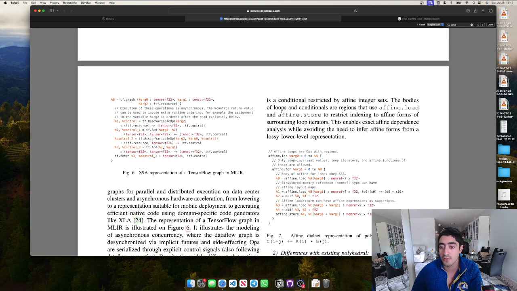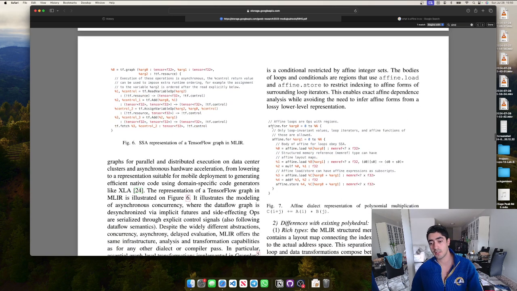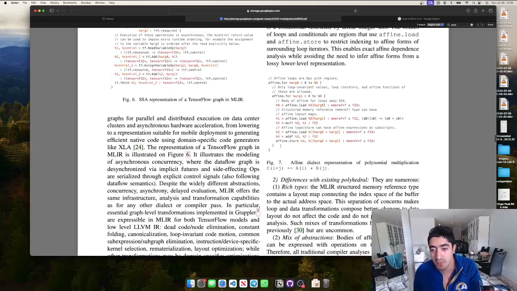The bodies of loops and conditionals are regions that use affine.load and affine.store to restrict indexing to affine forms of surrounding loop iterators. This enables exact affine dependence analysis while avoiding the need to infer affine forms from a lossy lower level representation. Okay, so this piece of code, from what they said, has the for operations.